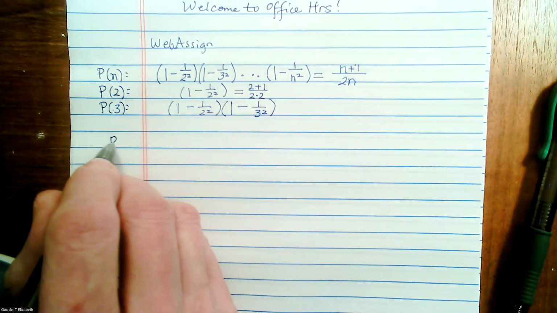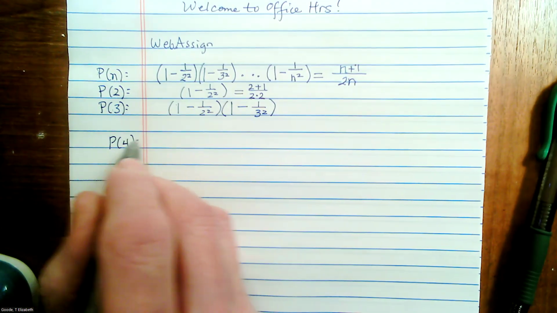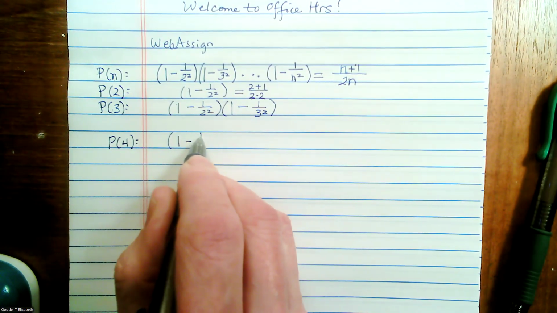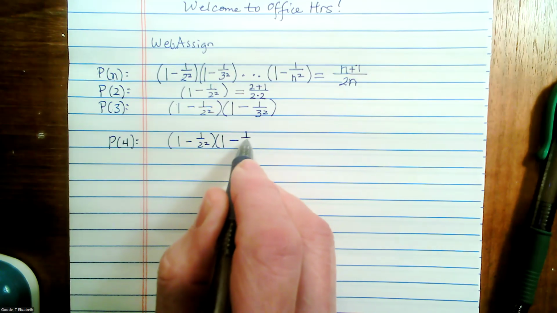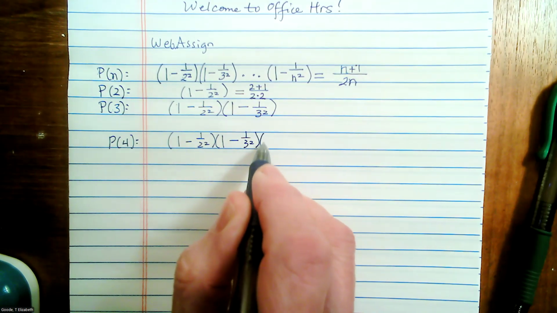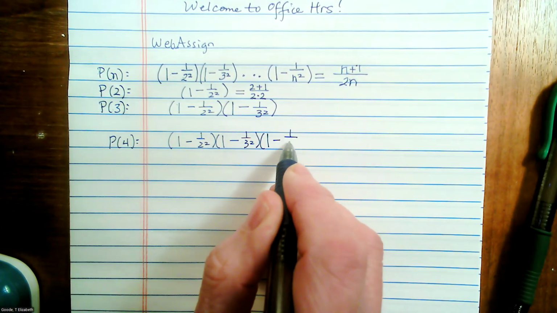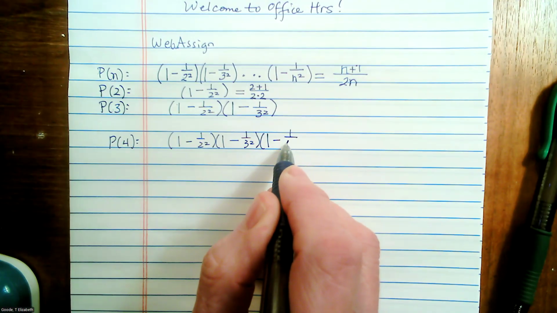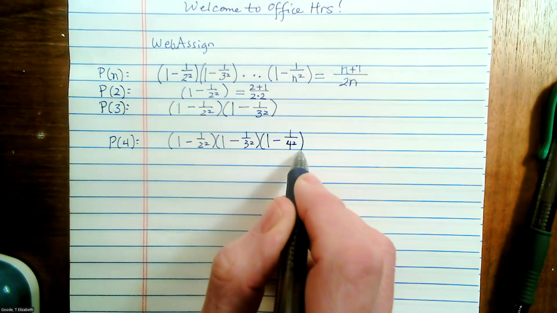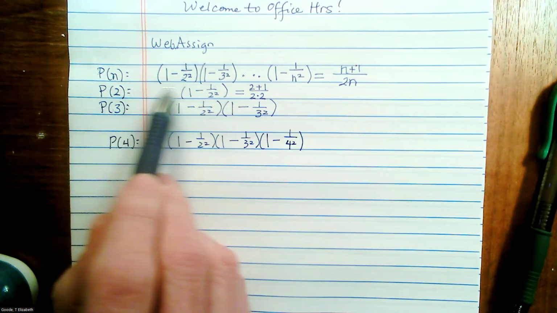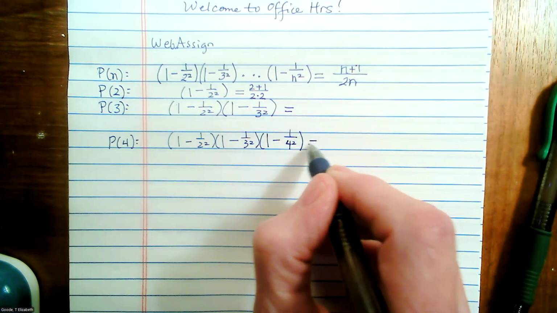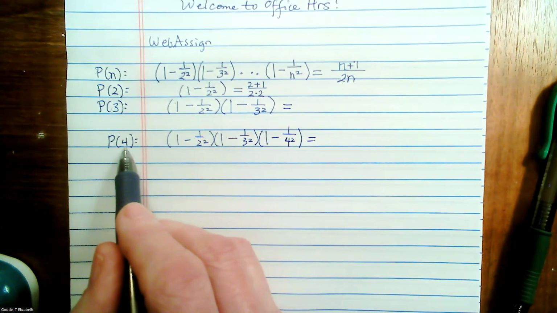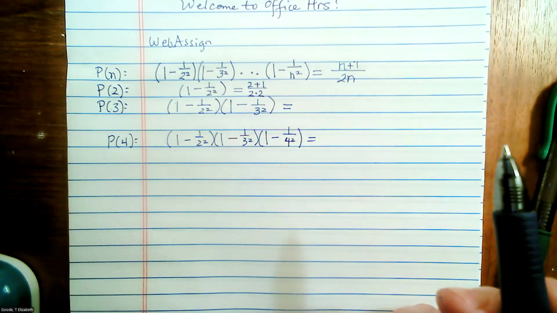If we looked at P of 4, it would be 1 minus 1 over 2 squared times 1 minus 1 over 3 squared times 1 minus 1 over 4 squared. So a good way to look at it is, whatever your P of whatever is, you go up until that on the left-hand side.